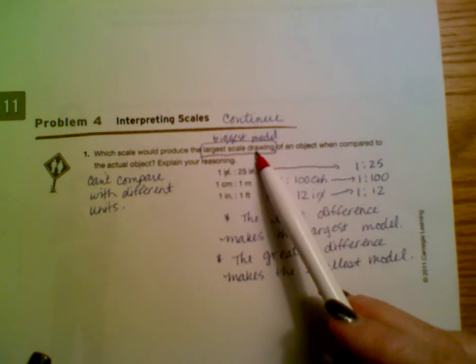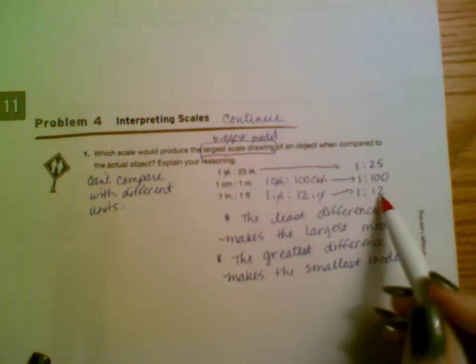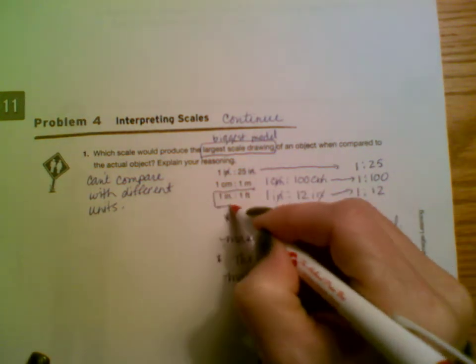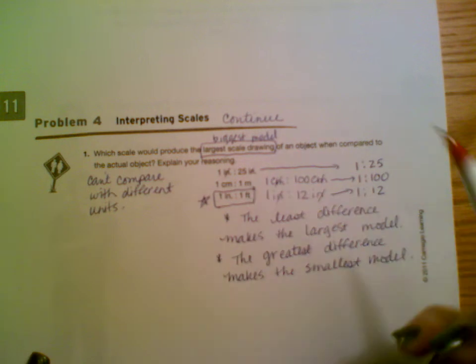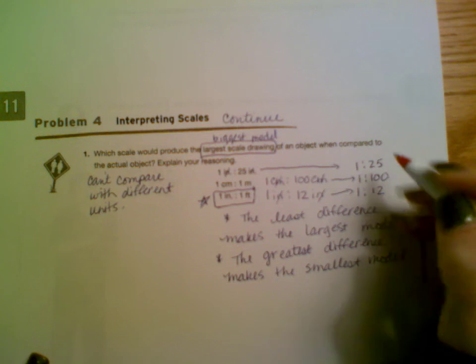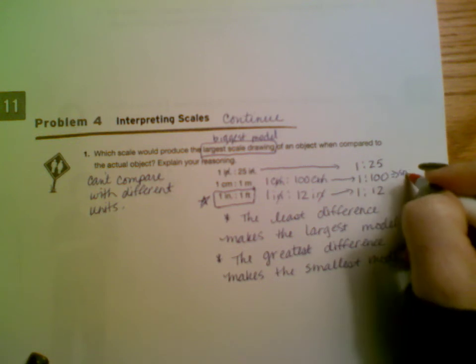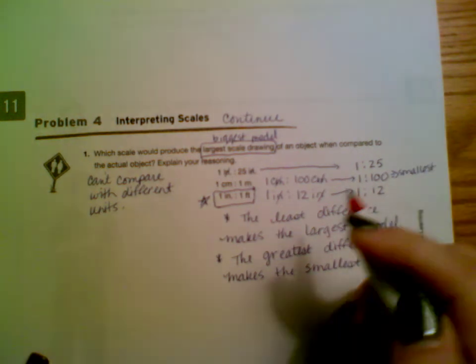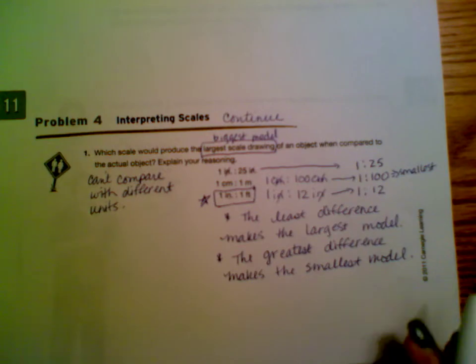So which is going to produce the largest? That would be this one right here. The smallest model would be this one right here. They asked me for the largest model. This would be the largest model.